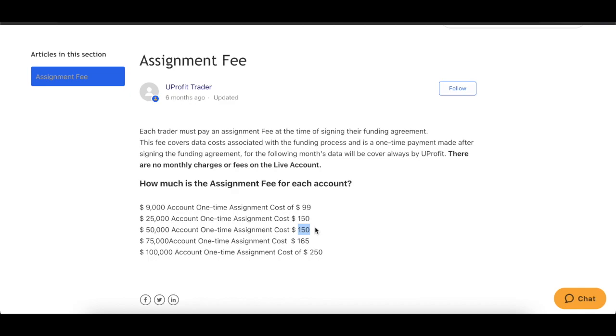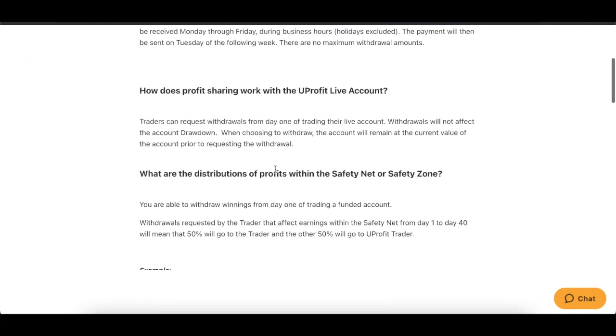So you'll have to pay this. You will have to abide by a scaling plan, but that's pretty universal across all of the programs. I mean, it is actually universal. All of them have a scaling plan once you're funded. You will have to either wait till day 41 to withdraw your money if you want an 80-20 split, or you can withdraw before that and get a 50-50 split if you really want access to your money. So that kind of explains that.